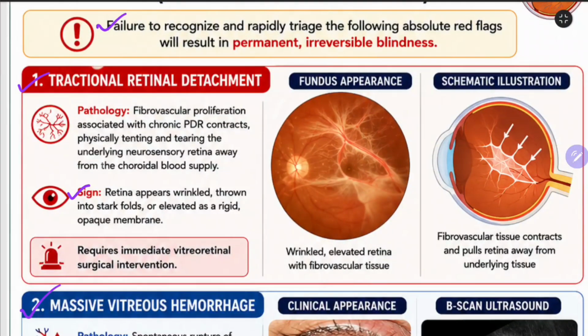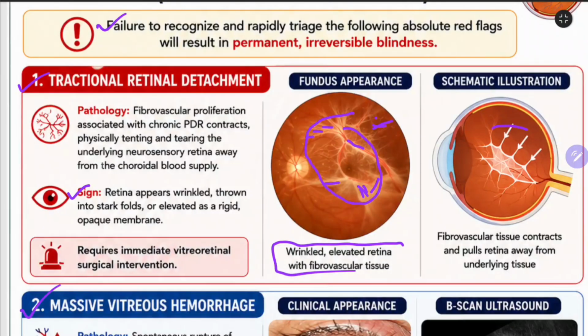What is the sign? On fundoscopy, the retina appears wrinkled, thrown into stark folds, or elevated as a rigid opaque membrane, as you can see here. Wrinkled retina, elevated retina with fibrovascular tissue. You can see blood vessels also. Along with these blood vessels, these whitish things are the fibrovascular tissue which is pulling the retina. So this is tractional retinal detachment.